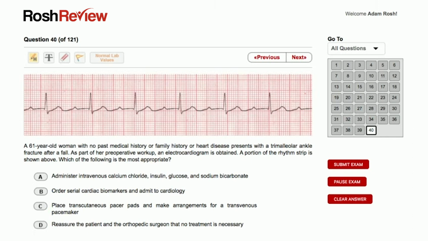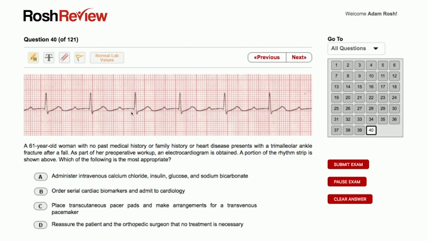Okay, so this is a two-step question. The first part is to take a look at the rhythm strip and interpret it, because that is going to be important to answer this question. When we look at the rhythm strip, we see a P wave, a QRS complex, T wave, P wave, QRS complex, T wave. So we have a P before every QRS.